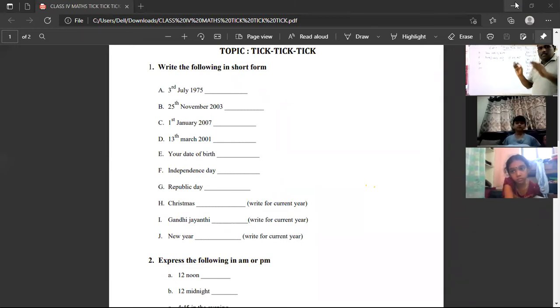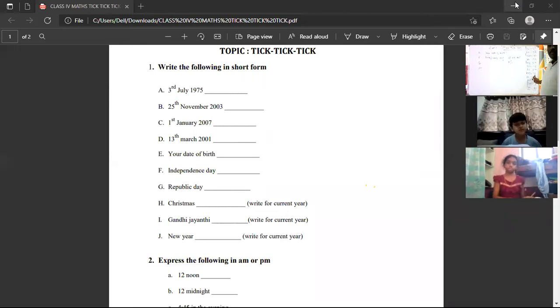If you write this in the standard form or short form, what will be the answer? 15 August. August means month number 8. So 15, 8, 1947. This is the Independence Day.